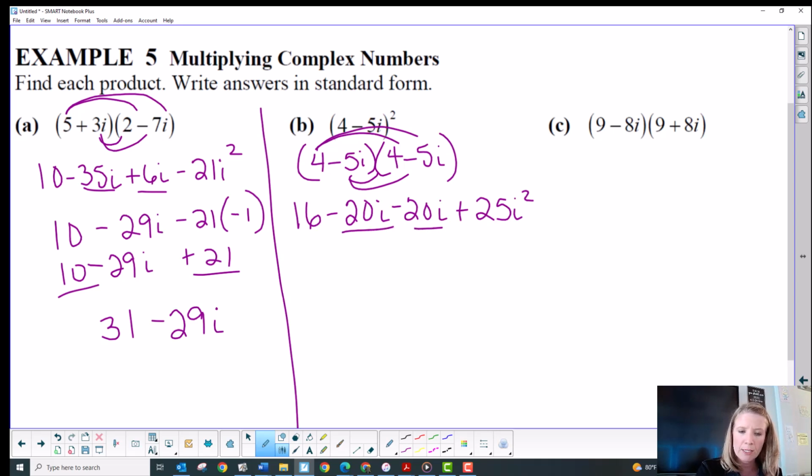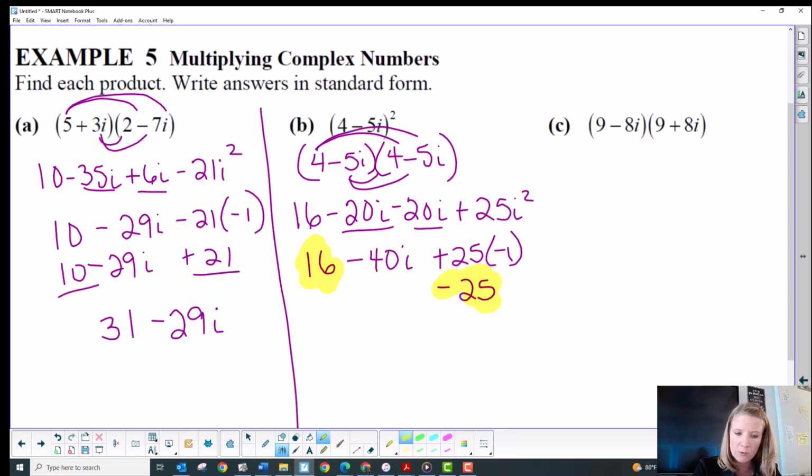Now I'm going to combine my like terms. So that's negative 40i. Remember that i squared is negative 1. I'm just going to bring my 16 down. So that's minus 25. Then I'm going to combine the 16 and the negative 25 together. So 16 take away 25 is negative 9. And then I'm just going to bring down the minus 40i. Then we're going to FOIL this last one.